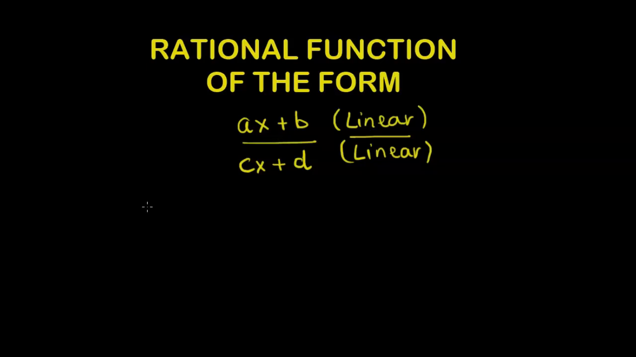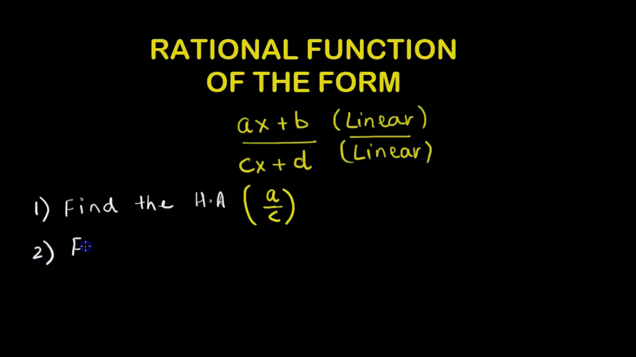If a function is of this kind, the first step is to find the horizontal asymptote. In this type of function, the horizontal asymptote is always equal to a over c. The second step is to find the vertical asymptote. We know the vertical asymptote is the value of x that we get when we put the denominator equal to 0. So when we put the denominator cx + d equal to 0, the vertical asymptote we get is negative d over c.